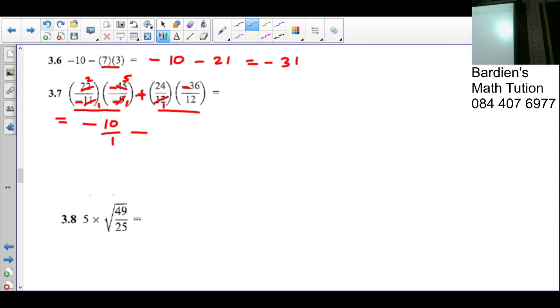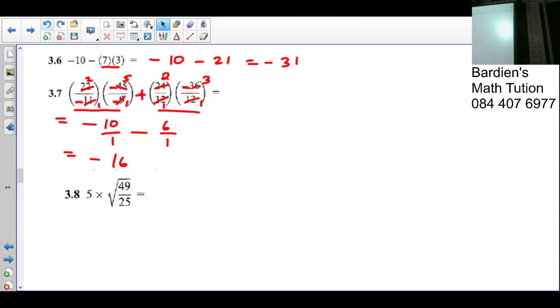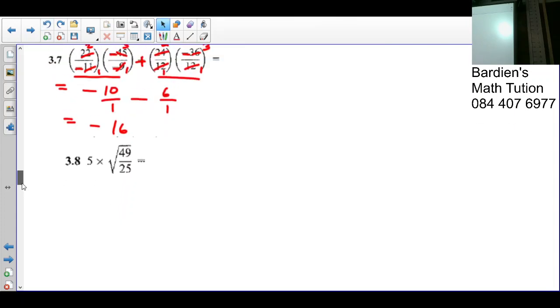So 12 goes into 12 once, into 24 twice. 12 goes into 12 once, 12 goes into 36 three times. 2 times 3? 6, over 1. So that's the same as saying negative 10 minus 6, which is negative 16. So any confusion at this point?